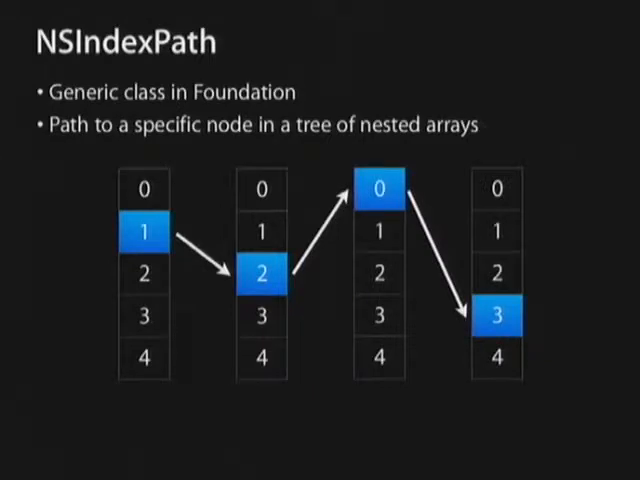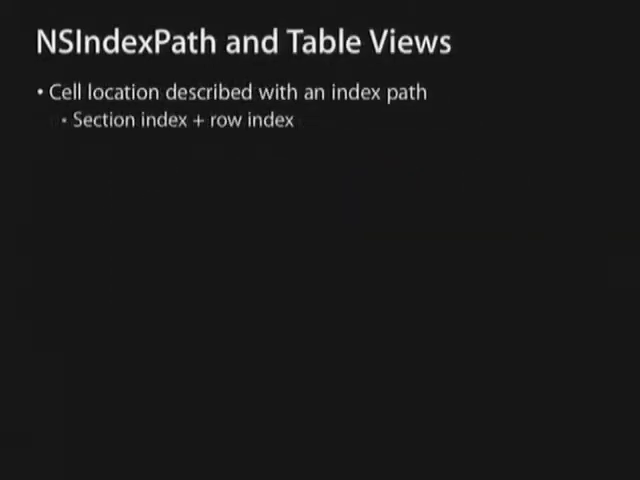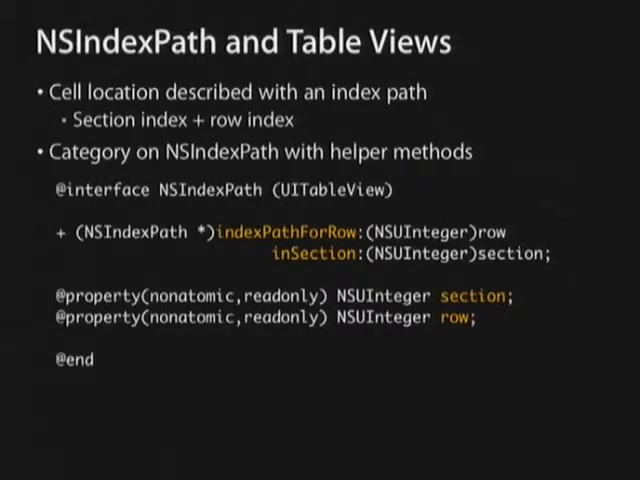The way we specify cells is using a class called NSIndexPath. It's a generic class in Foundation that specifies a series of indexes that define a path in a tree. TableView uses it in a very specific way to specify the section and row. And so index paths used by the TableView have just 2 entries in them. And there's a category on NSIndexPath that makes this a little more convenient. That lets you create an index path for a given row and section, and then obviously get the section and row back out of those.